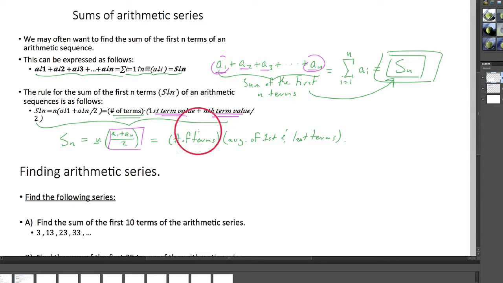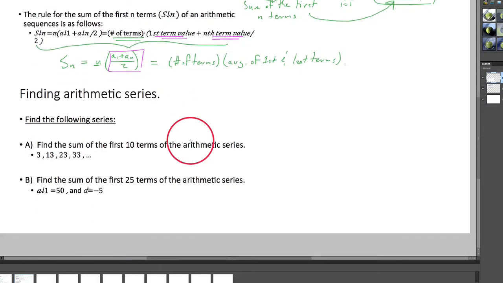I just want to take a look at a couple of examples of where we would maybe want to do something like this. We're going to take a look at these two examples. It says find the following series. Remember, a series is the sum of the terms of a sequence. So it says find the sum of the first 10 terms of this arithmetic series here. We have a sequence 3, 13, 23, 33. We can see that it's definitely arithmetic and that it's going up by 10 every time here.